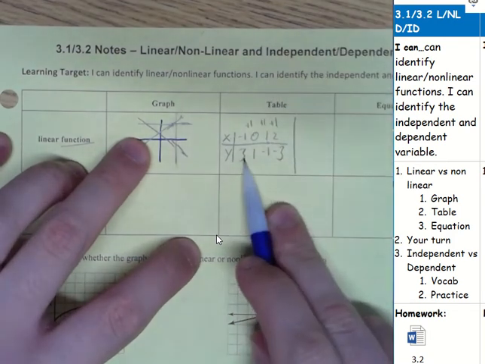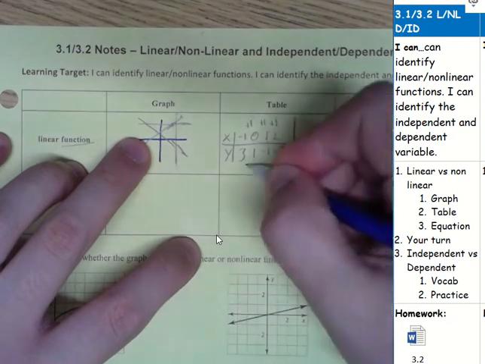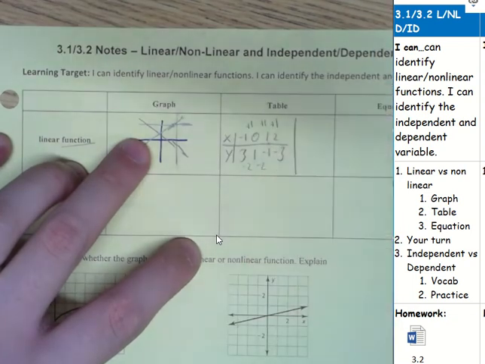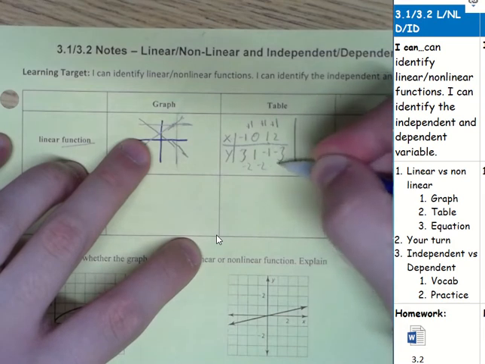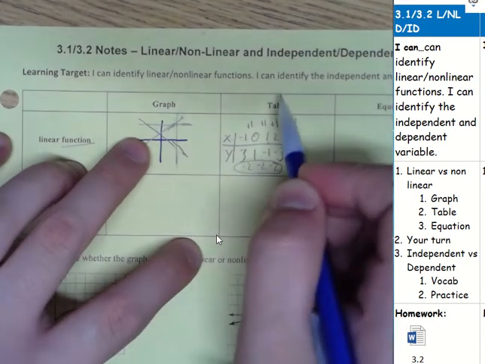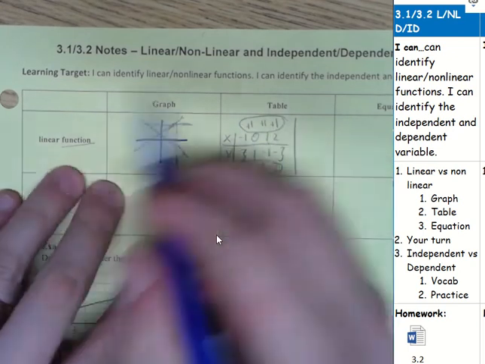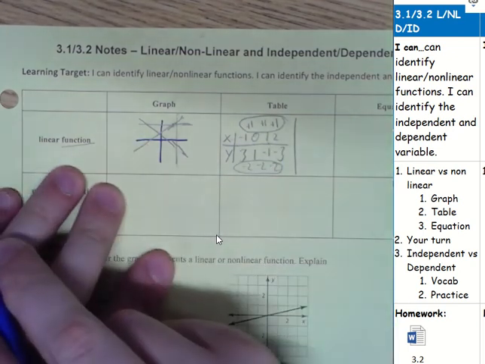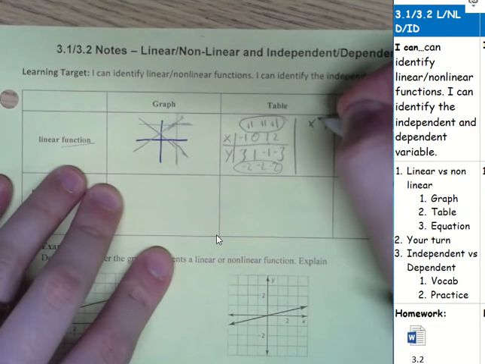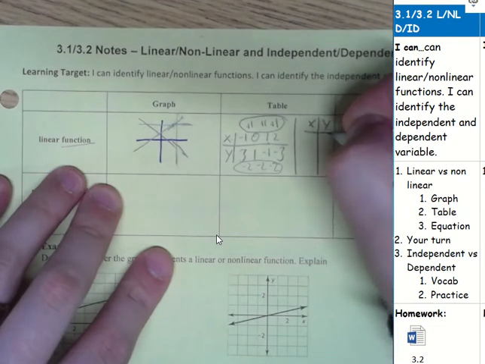Then I look here, what did I do to get from 3 to 1? Well, that's a -2. What do I do to get from 1 to -1? Well, that's also -2. And from -1 to -3, that's also -2. So these three being the same and these three being the same tells me this is a linear function. Sometimes we have vertical tables that look like this. It's the same idea, it's just sideways, right?